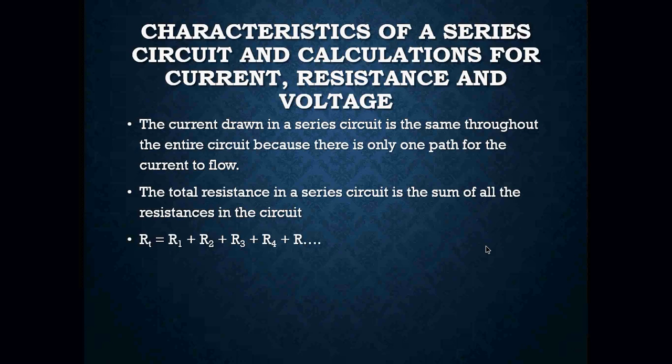Total resistance in a series circuit is simply the sum of all of the resistances added together. So when you're looking at all the light bulbs in an old strand of lights, all you're doing is taking an ohm reading of each individual light and adding them up. R1 plus R2 plus R3 plus R4, and so on until you have no more loads in series. That will give you your total resistance.